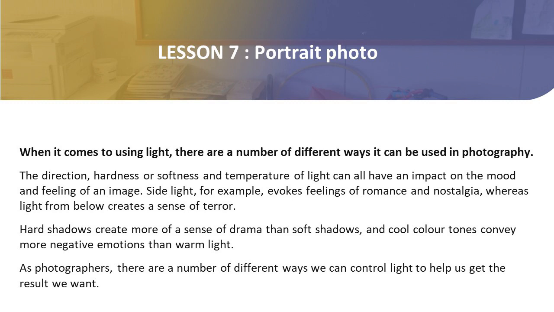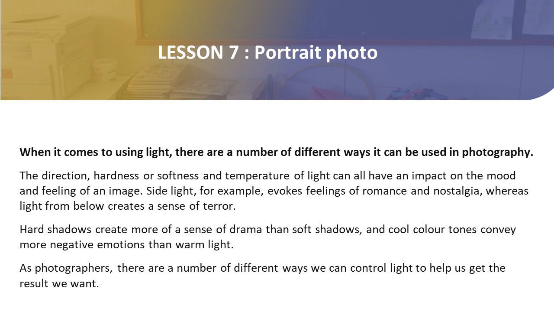When it comes to using light, there are a number of different ways it can be used in photography. The direction, hardness or softness and temperature of light can all have an impact on the mood and feeling of an image. Side light, for example, evokes feelings of romance and nostalgia, whereas light from below creates a sense of terror.